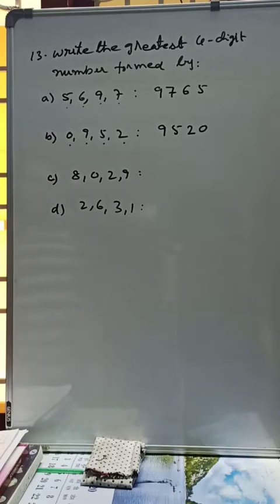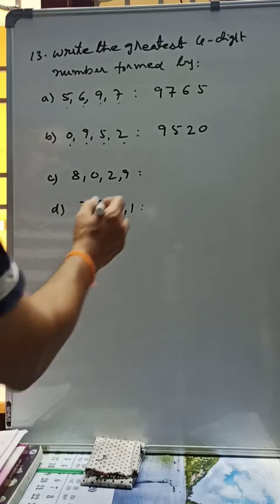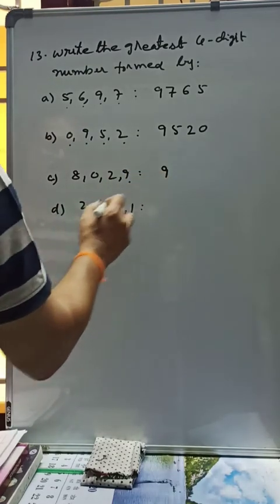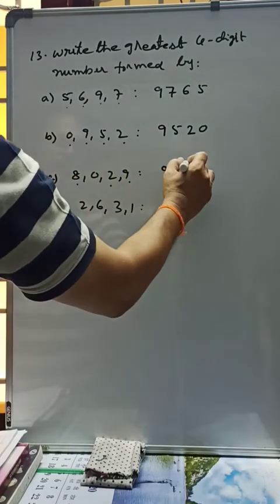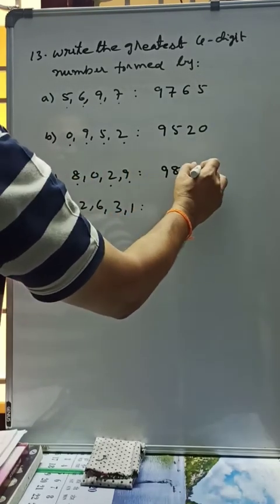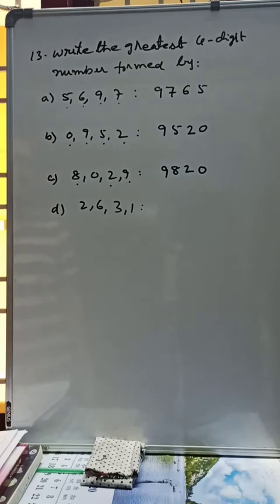And coming to C, in 8029, 9 is the greatest one. After 9 we have 8 is greater. After 8 we have 2 is greater. After 2, last one is 0. 9820.